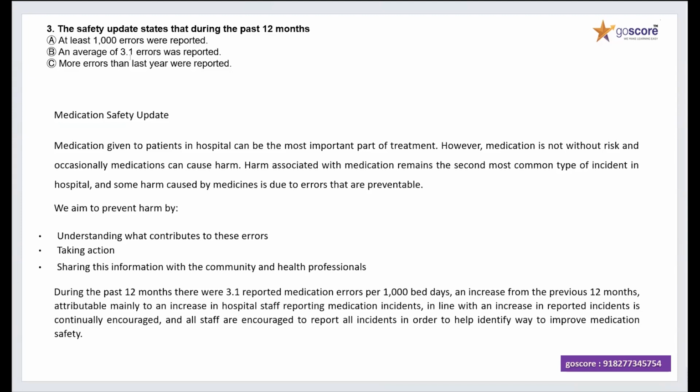Grammatical error. What is the grammatical error there? Yes. "An average of 3.1 errors were reported." Here it is "was reported," but "errors" are there. So it should be "were," right? So option B you can eliminate.